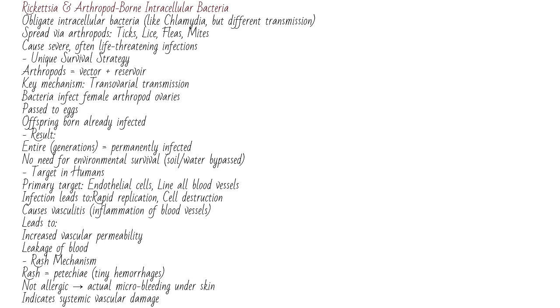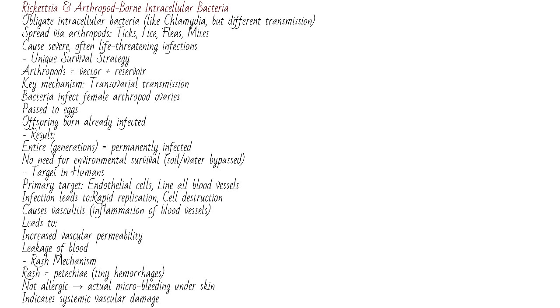Every baby tick, every larva that hatches is born already loaded with the pathogen, ready to infect its very first host. The bacteria bypass the outside environment entirely. They don't need to survive in soil or water. They turn an entire multi-generational tick population into a permanent biological weapon.